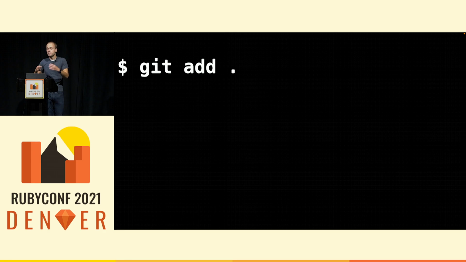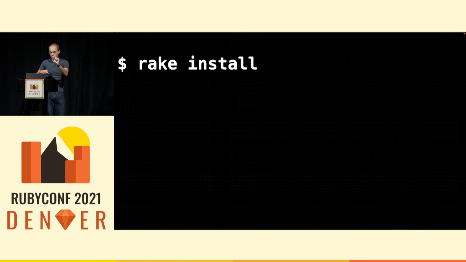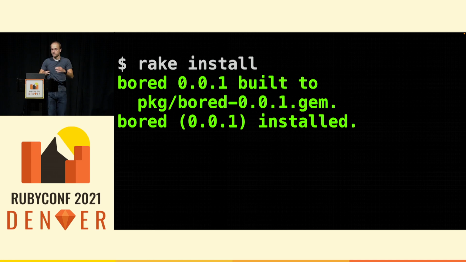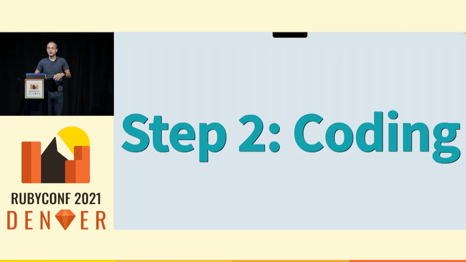And then I'm going to actually commit it now, even though it's a work in progress, because I want to see that when I run rake install, which is going to package up the gem and then install it locally, I should be able to run the board command. So when I run board, I am elated to see this error message because it shows that it's actually successfully running my script.